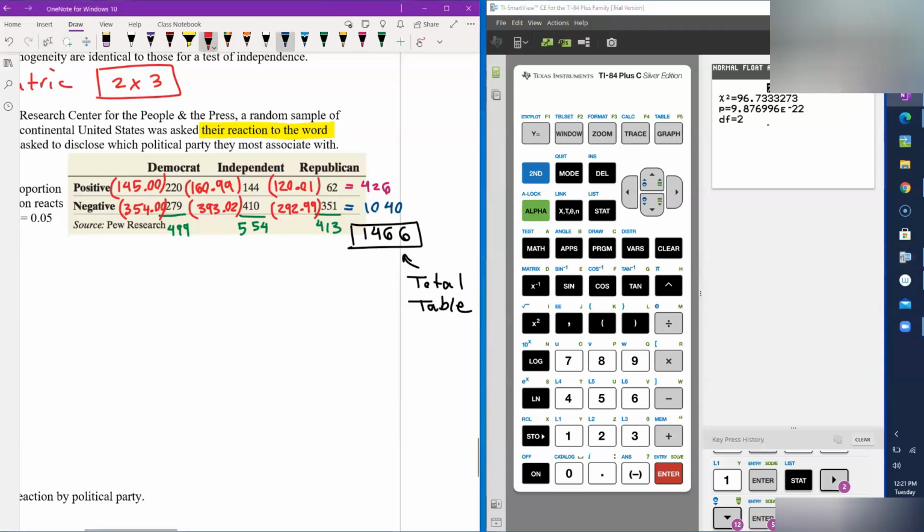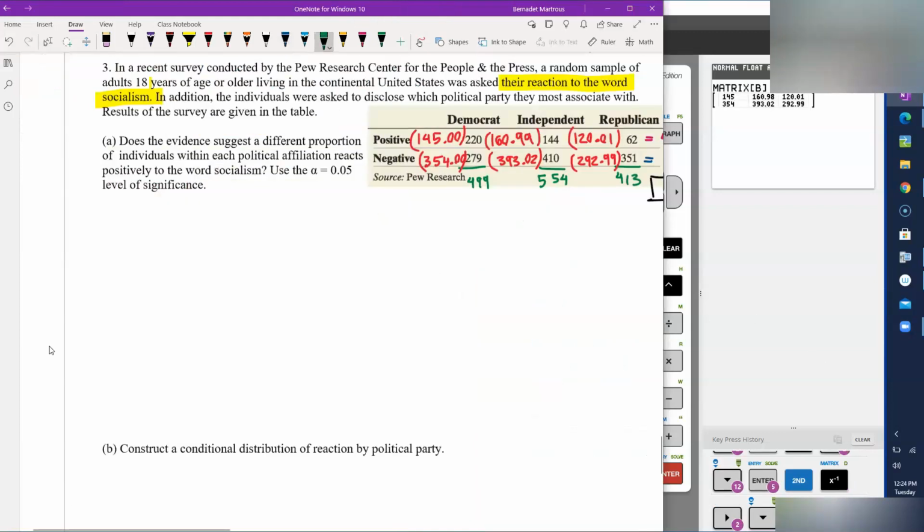Okay, writing this one here, degree of freedom is equal to 2 minus 1 multiplied by 3 minus 1. So it's 1 times 2, it's 2.